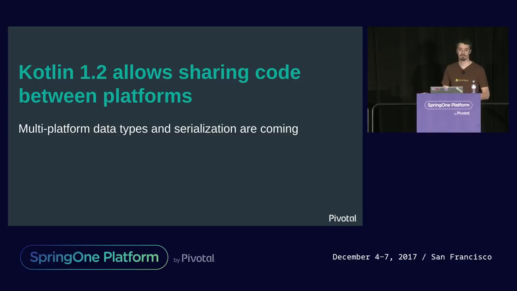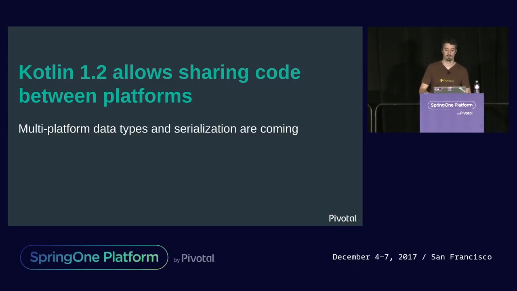Kotlin 1.2 allows sharing code between platforms, so that's also something that we may or may not support. The Kotlin team is working on multi-platform data types, for example, multi-platform date and time types, that would allow you to share the same domain model between JS, native, mobile, and server. The related libraries for serialization are also coming, so we will see. That's super early, but that could be something that we could support on the JVM side as a serialization technology, like we support Jackson, for example. We will see if that makes sense or not.